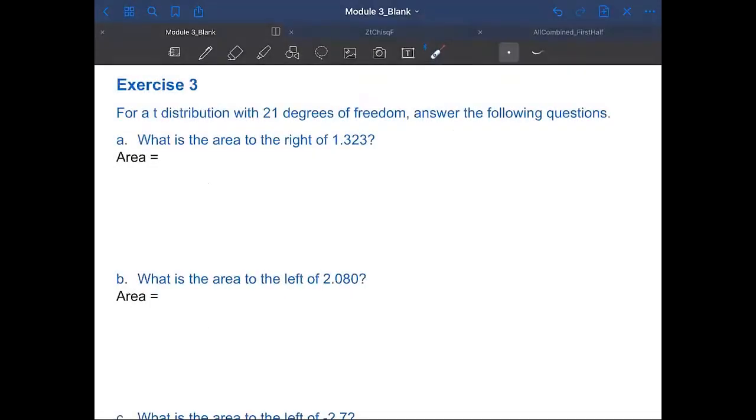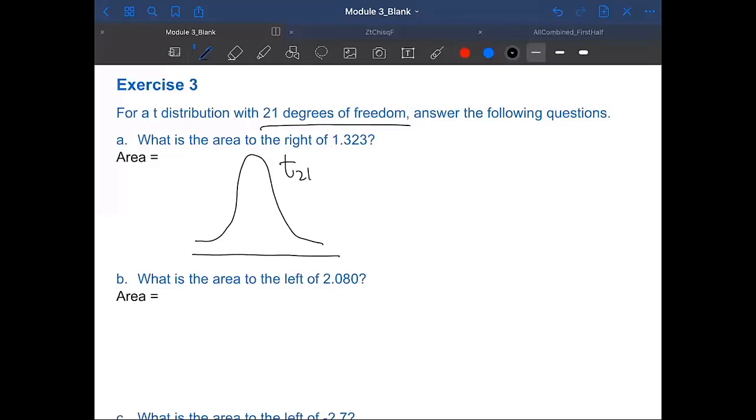Another important thing for you to remember is, whenever you work on this problem, it is very, very important to draw a bell curve. And we are talking about T21 here, 21 degrees of freedom. We want to find the area to the right of 1.323. In the center is always 0, just like a Z curve. So 1.323 is here.